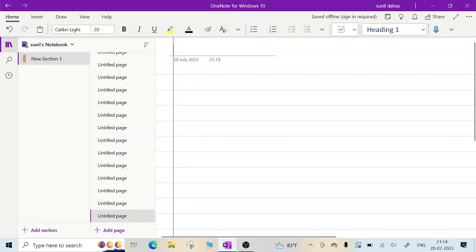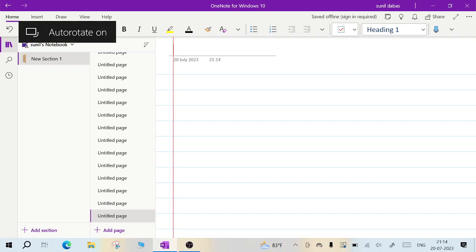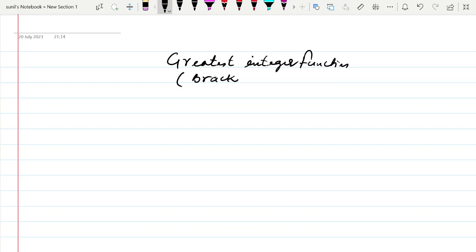Hello guys, today's lecture is on the greatest integer function or bracket function. Just try to understand it. Greatest integer function, or we call it bracket function. Let us understand it.